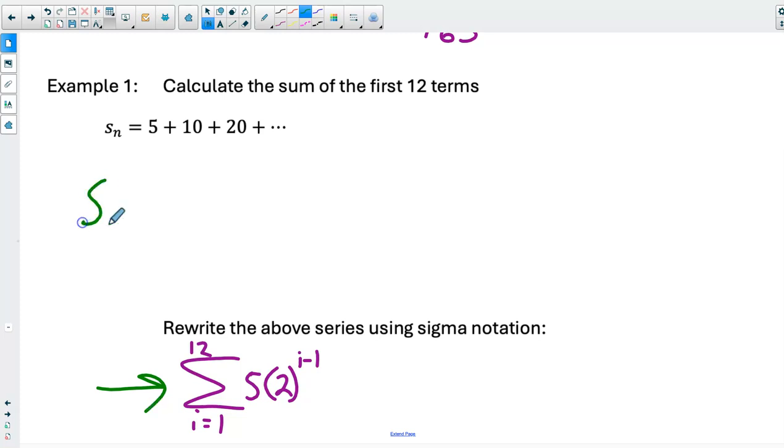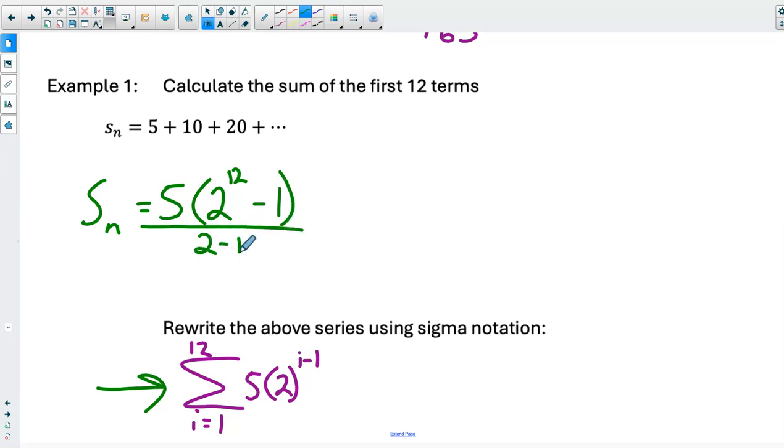So I'm going to calculate the sum now. My first term shows up in both places. It's 5. And then I'm going to have r, which is 2. And I'm going to raise that to the 12th power. Now remember, I'm writing this how I write the formula, and then I'm going to change it so it looks more like your calculator. So then I got minus 1, and then down here, I still have 2 minus 1. So we're still kind of a nice problem.